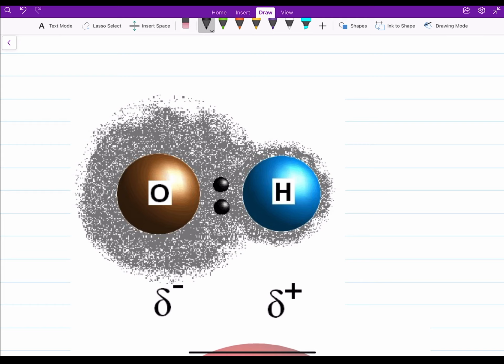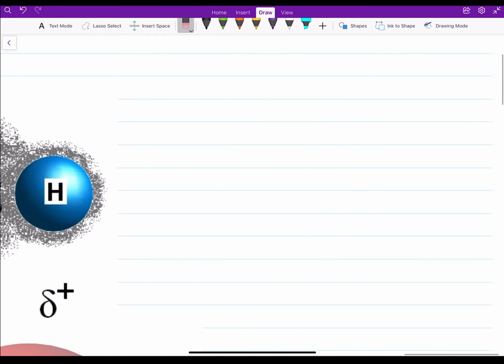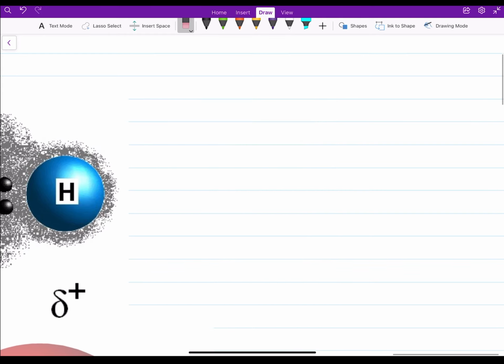So that being said, if electrons spend more time around a certain area, they bring that negative charge with them. We're getting all of these negatives around it. So that means we have a partial negative charge. This symbol right here is a lowercase Greek delta, and it stands for a partial charge. And we're going to draw this off to the side on another molecule, in H2O.